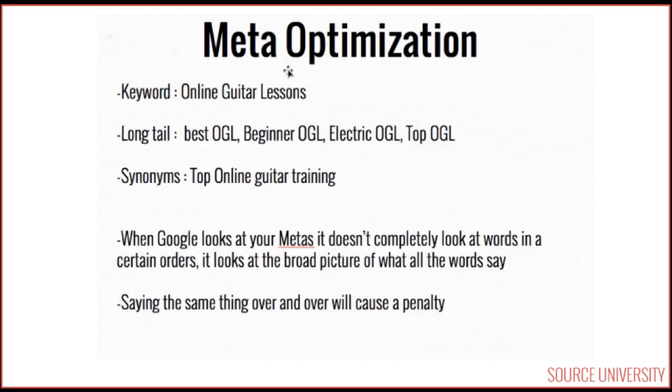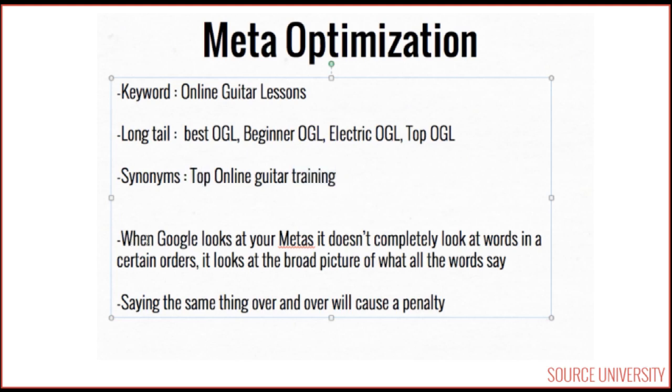What you want to do is go grab your keyword and find the long tail versions of your keyword. For example, what a long tail is: best online guitar lessons, beginner online guitar lessons, electric online guitar lessons, top online guitar lessons. Then we want to find all the synonyms to it, aka top online guitar lessons, top online guitar training. We're basically saying the same thing in a different way.